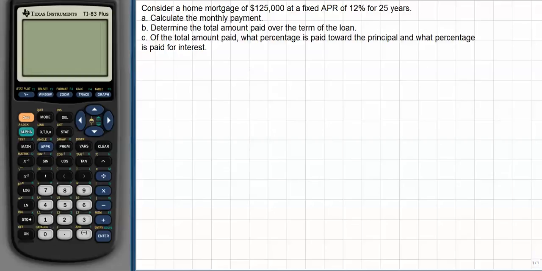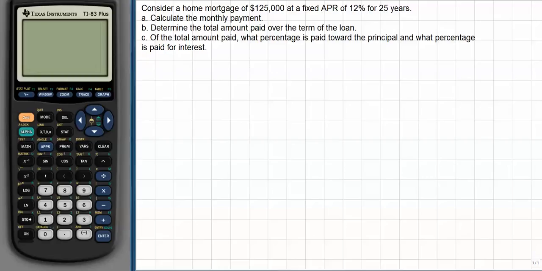Consider a home mortgage of $125,000 at a fixed APR of 12% for 25 years. Calculate the monthly payment. Determine the total amount paid over the term of the loan. Of the total amount paid, what percentage is paid toward the principal and what percentage is paid for interest?